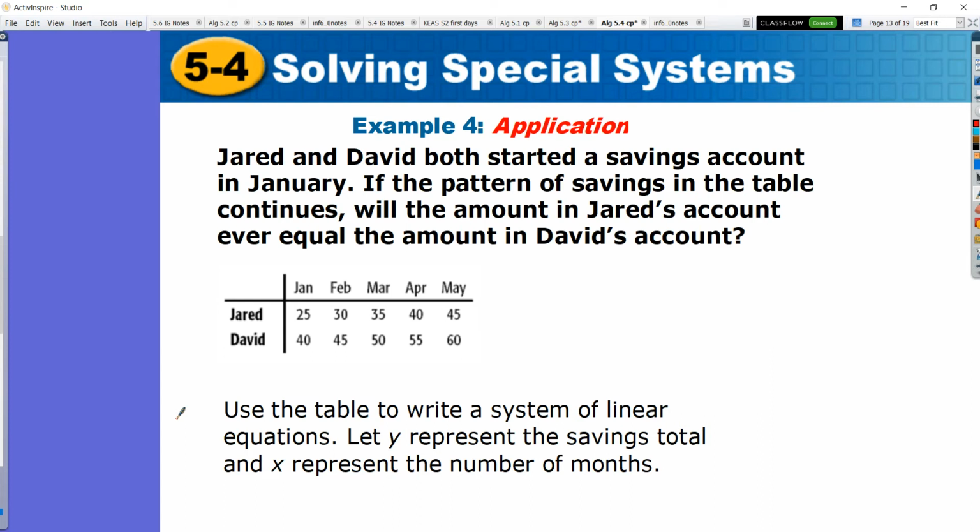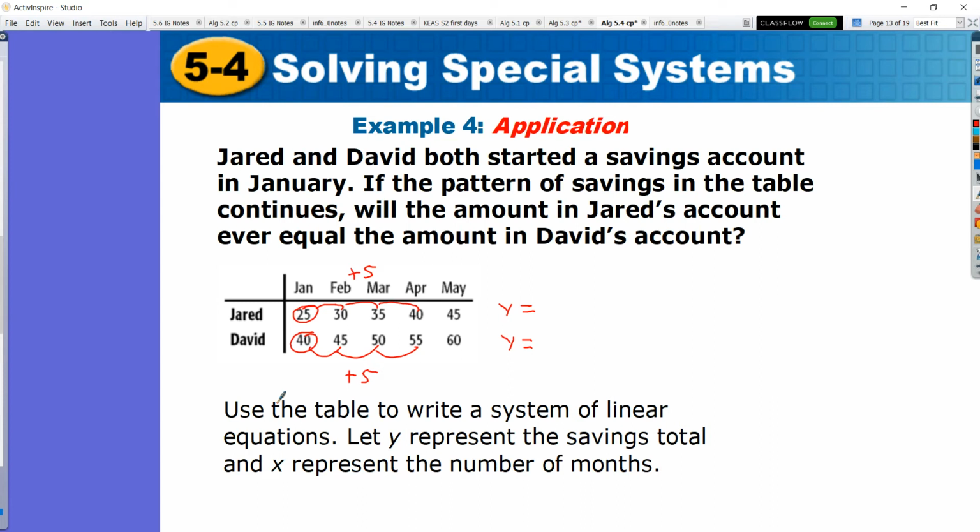Okay, so we want to write a system of linear equations. We're going to write one for Jared and one for David. Y is going to represent the savings total, and X is going to represent the number of months. Okay, so both of these guys, it's going to look like Y equals. Okay, so the total amount in their accounts is going to equal what we put over here. All right, looking at the pattern, Jared started with 25, and every month he's going up by plus 5. All right, $5 is added to the account every month. David, he started at 40, and same with him. $5 is getting added to his account every single month.